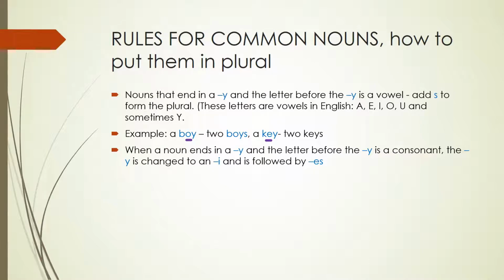When a noun ends in a Y and the letter before the Y is a consonant, the Y is changed to an I and followed by ES. Examples: one lady, two ladies. One country, two countries. As you can see here, the letter before the Y is a consonant sound, D. Here, R. Then it changes to the IES.